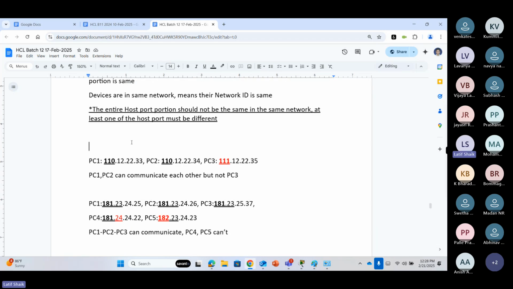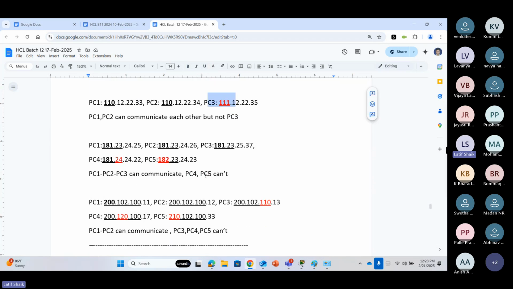I have written some examples here. Okay. So I've taken three pieces, and 2 pieces are in the same network, so they can communicate with each other. This is a different network, so we can't communicate with each other. This is an example I've taken from class B. So compulsorily you have to check the first 2 portions.